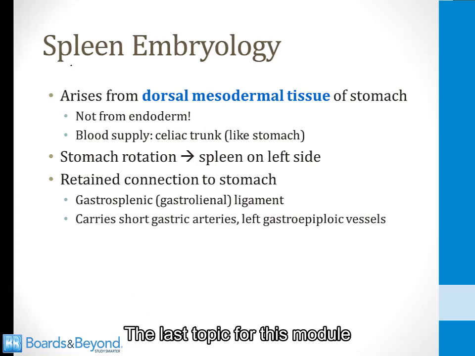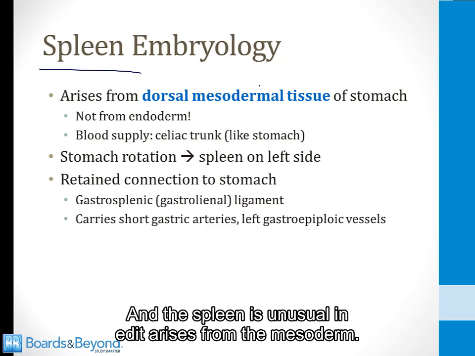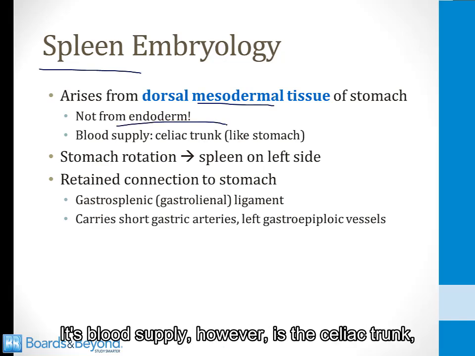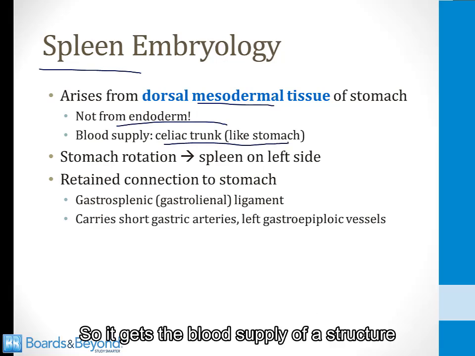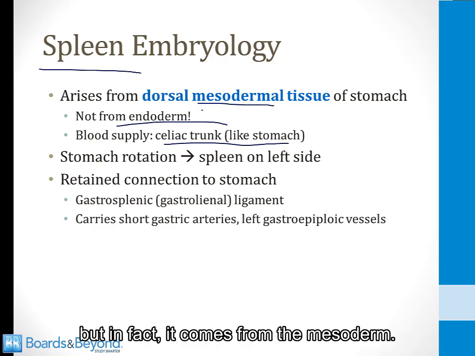The last topic for this module is the embryology of the spleen, and the spleen is unusual in that it arises from the mesoderm. It is not from the endoderm like most of the structures we've been talking about in this module. Its blood supply, however, is the celiac trunk, just like the stomach, so it gets the blood supply of a structure from the endoderm in the foregut, but in fact it comes from the mesoderm.